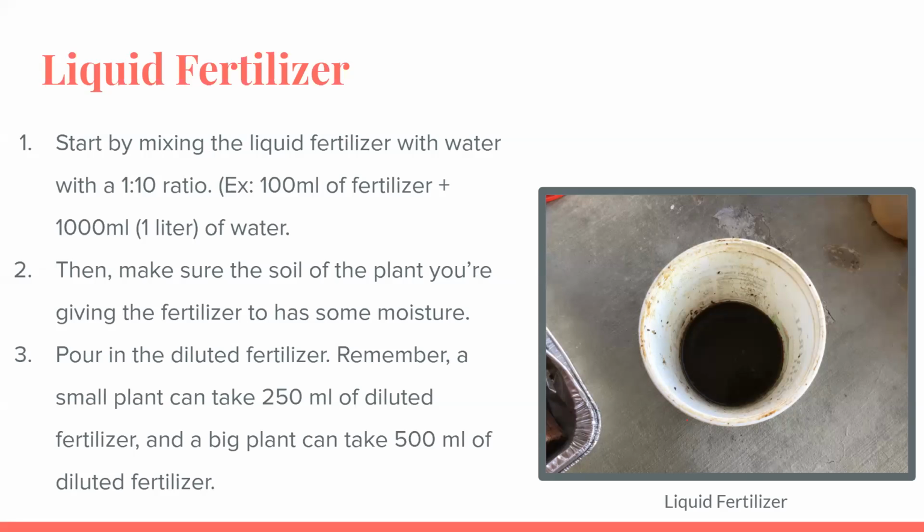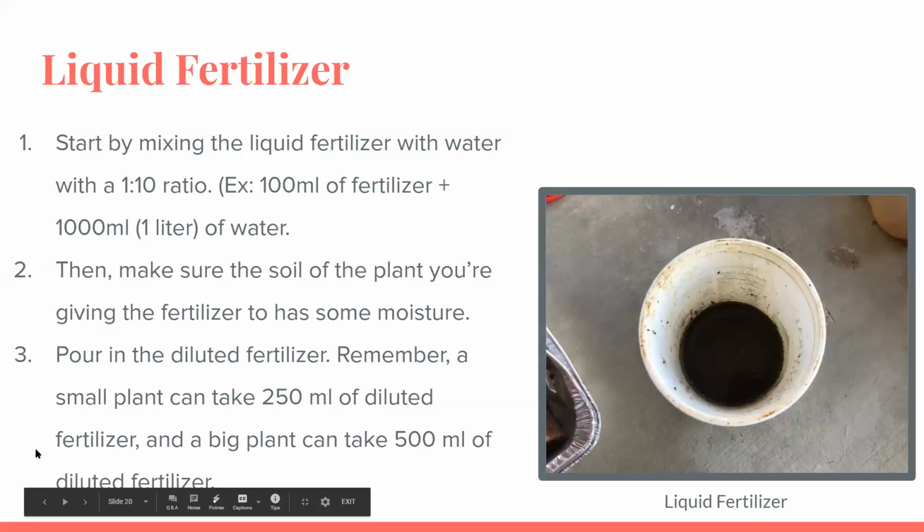After that, you have to pour in the diluted fertilizer. Each small plant can take about 250 milliliters of diluted fertilizer. Each big plant can take about 500 milliliters. Now we're going to be showing you what we've been practicing at home and how we've been making our compost.